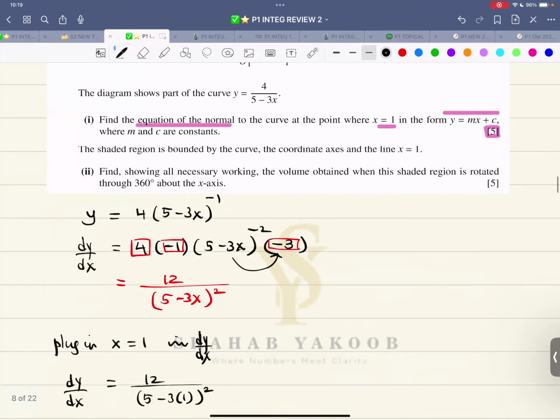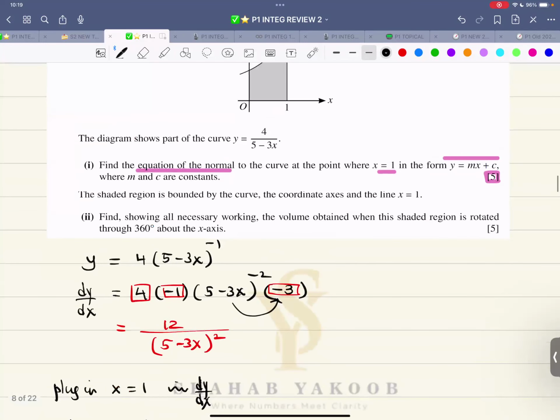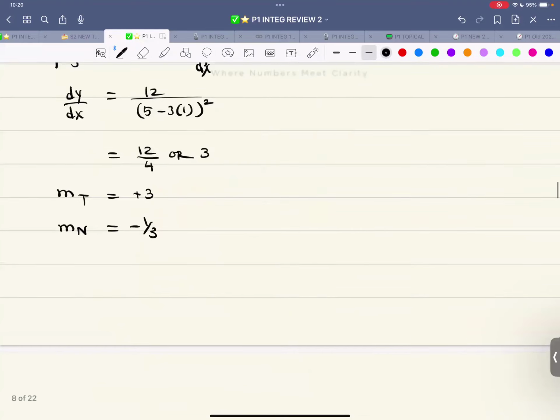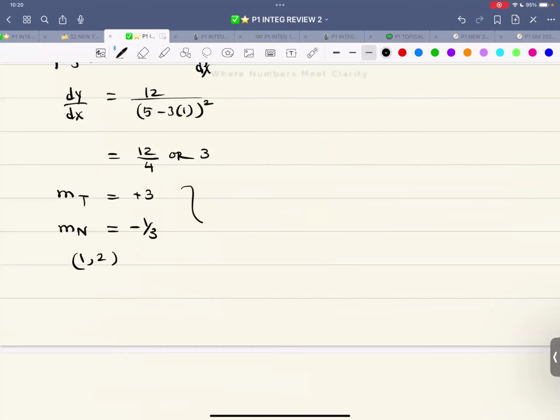And when x is 1, I need y. So when x is 1, y is 4 over 5 minus 3 into 1. That is 4 over 5 minus 3, which is 2, which comes out to be 2. So the coordinate is 1, 2. Therefore, the equation of the normal, that is what we are working for.